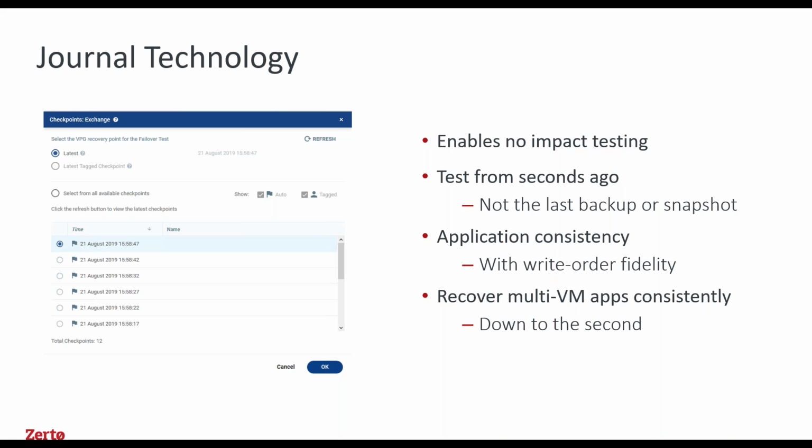And we can test and fail over from seconds ago. So it's not going to be the last scheduled backup or the last snapshot that was taken. We're going to be 5 or 10 seconds behind production. So in terms of data loss, we're going to have minimal data loss, either in a test environment to test our DR, or in a live DR requirement, compared to a backup of last night's.